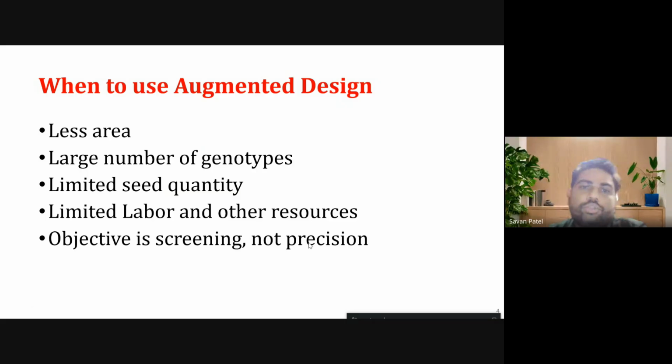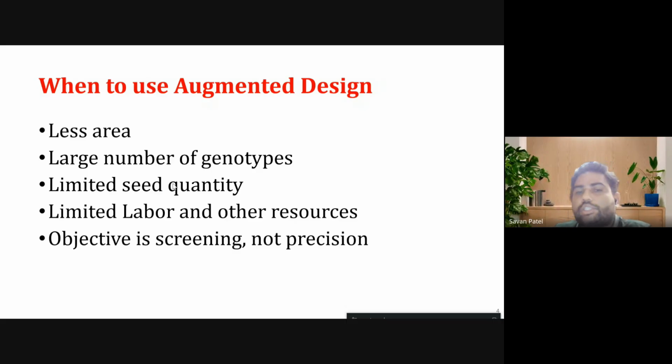So when do we have to use this kind of augmented design instead of RBD design? We are using this kind of augmented design when we have less area in the field, when we have a large number of genotypes, a large number of accessions. And when we have a small number of seeds, a very minimum amount of seed with us for our accessions or for our germplasm, then we can use this method. When the labor and resources are limited, then we can use this method.